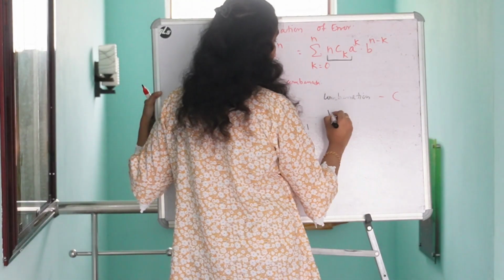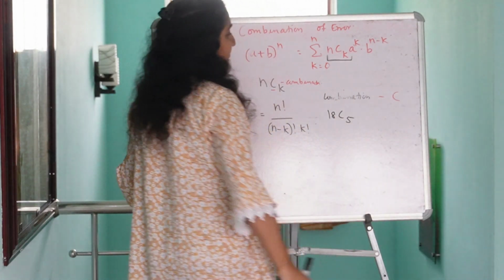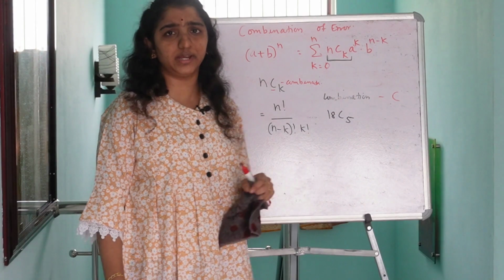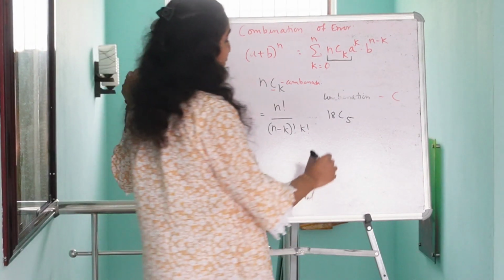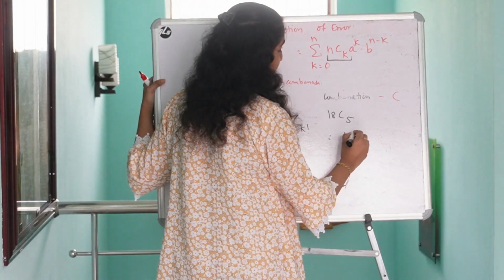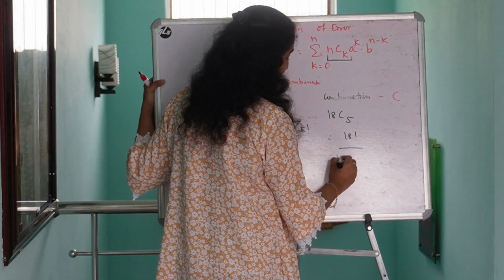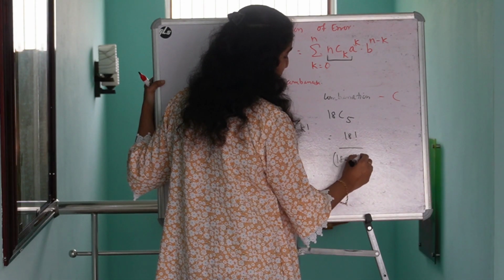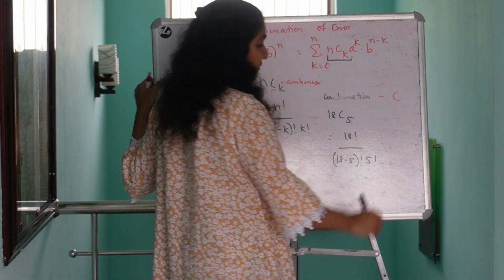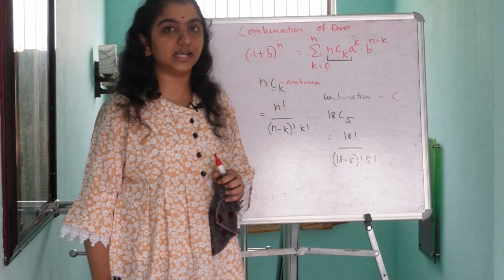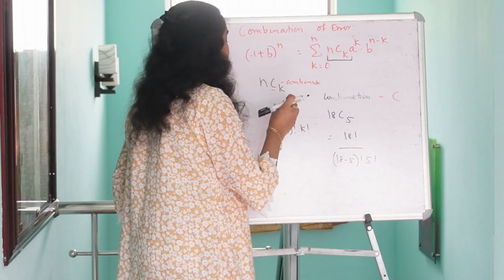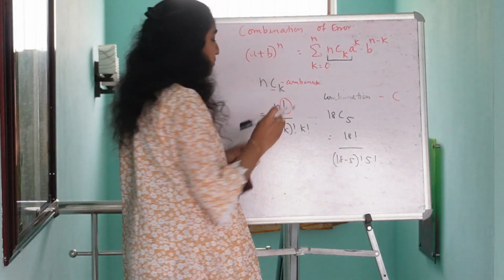Suppose you are asked to find 18C5. How do you find the value of 18C5? It is 18 factorial divided by (18 minus 5) factorial into 5 factorial. Is it clear, guys, up to this? Yes.